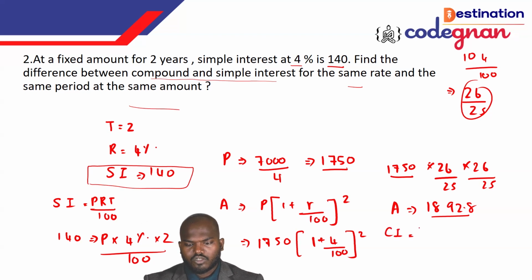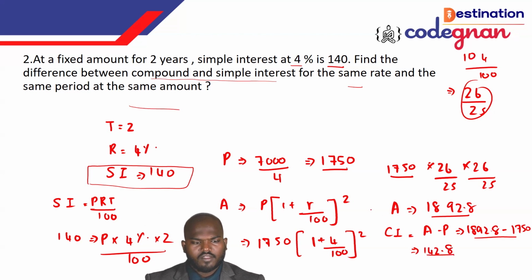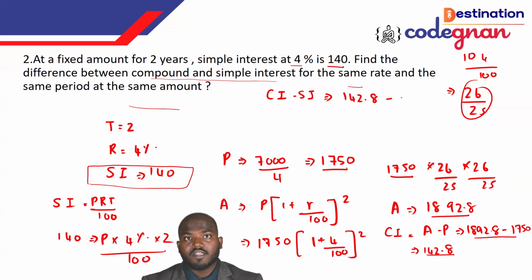Compound interest formula is equal to amount minus principal. Amount is equal to 1892.8, minus principal is equal to 1750. If I work it out, the value we get here is 142.8. Okay. Now we need the difference of compound interest minus simple interest. So compound interest is 142.8 minus simple interest value is equal to 140. So I'll get the answer, 2.8.